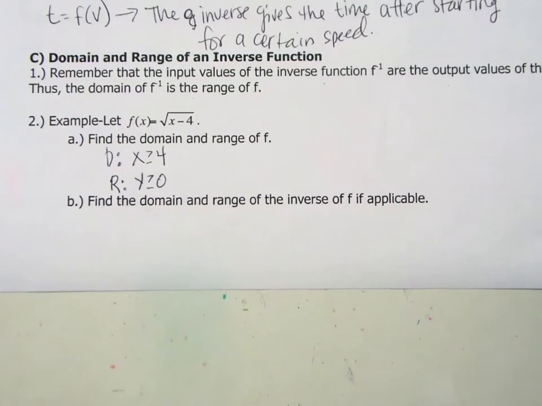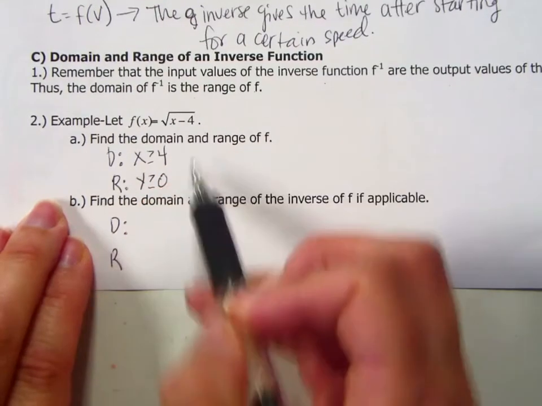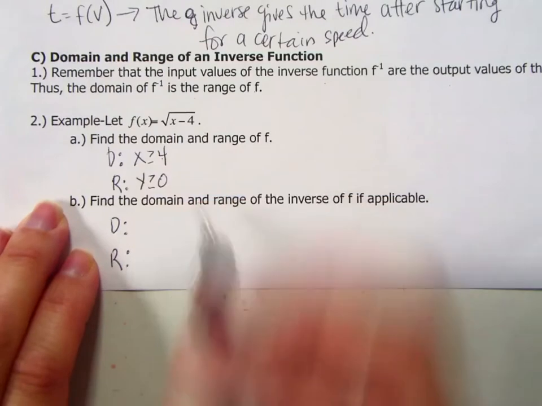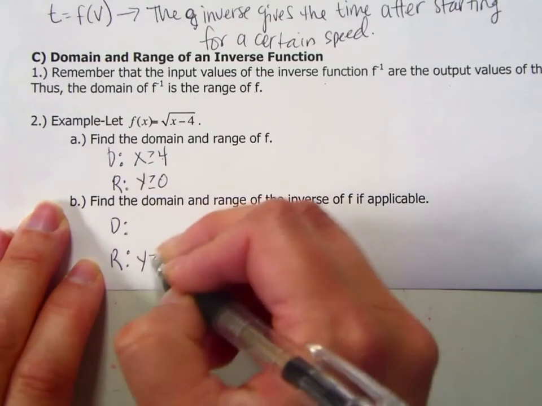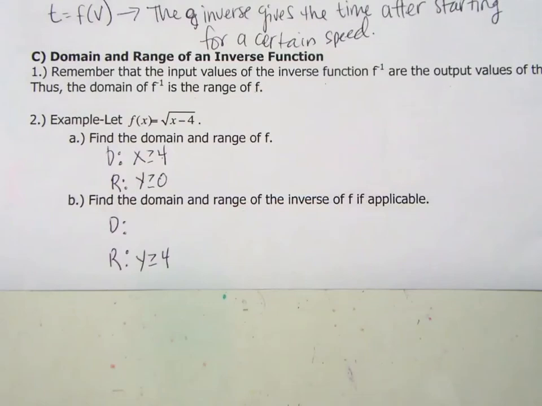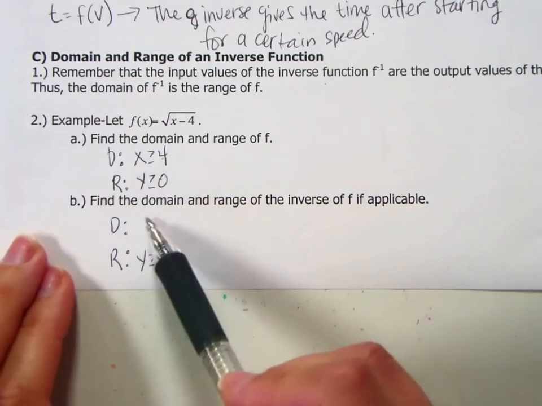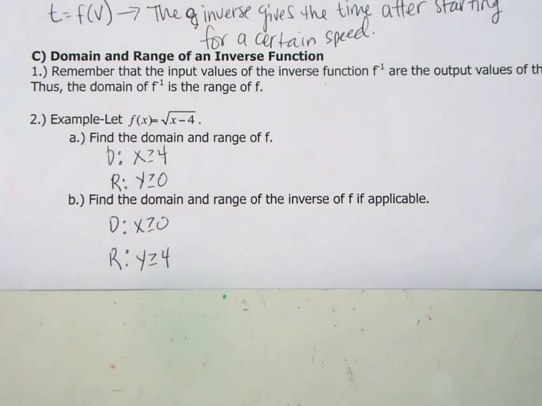So if then I'm thinking about the domain and range of the inverse, remember the domain of your original turns into the range of your inverse. So the range of the inverse is that y is greater than or equal to 4. And the range of our original function becomes the domain of the inverse.